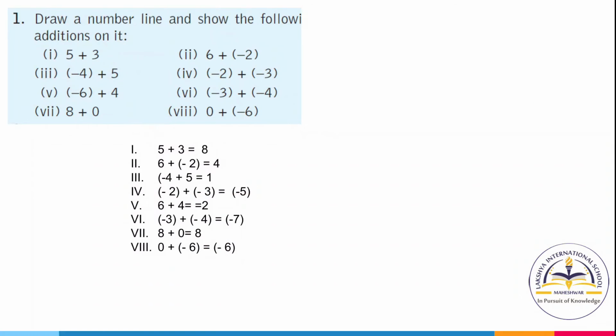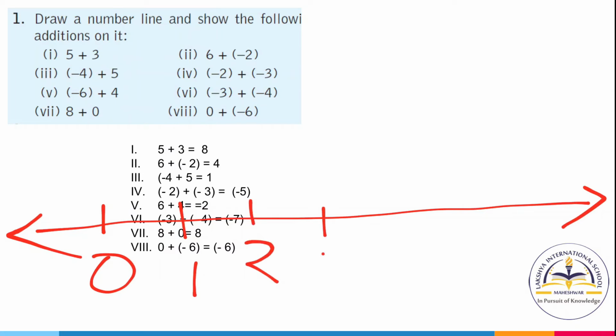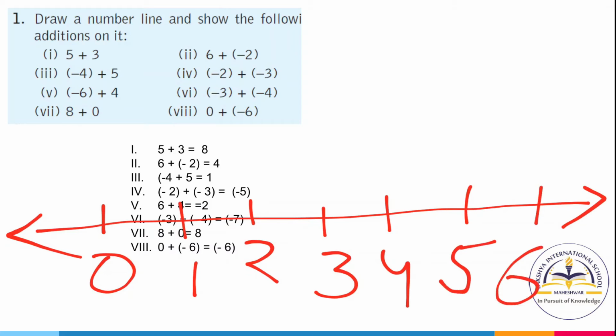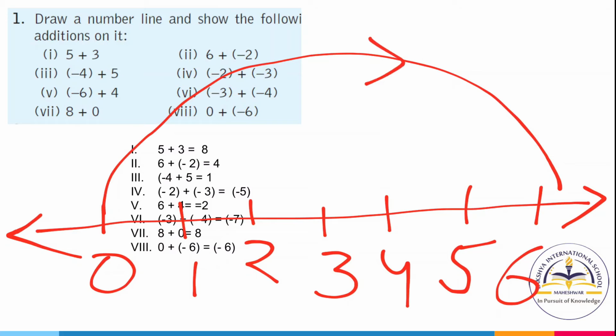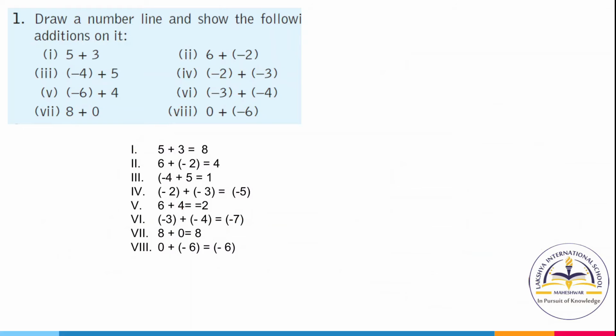Now we will see question number 2. Now here was 0, 1, 2, 3, 4, 5, 6. Now from 0 first value is 6. Okay, now minus 2 you have to subtract, so 1 and 2, so our answer will be 4. So like this you have to represent all this question on a number line.